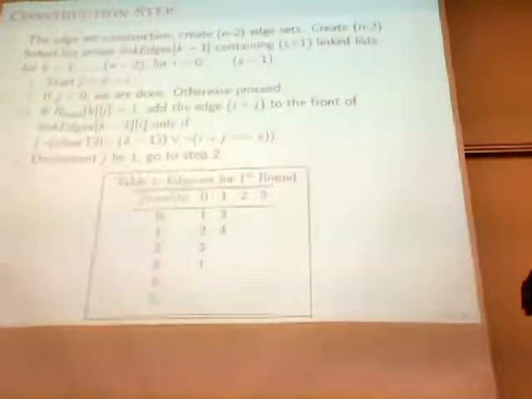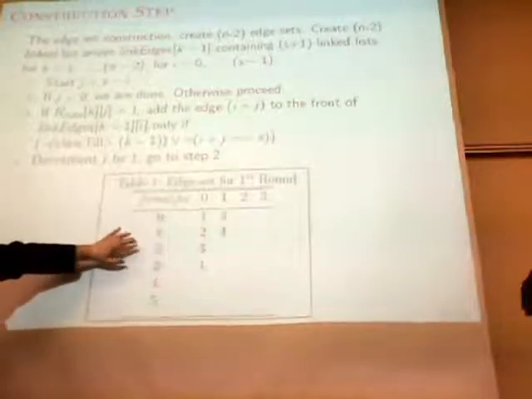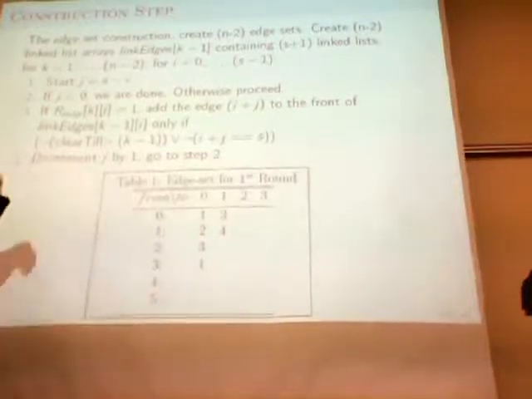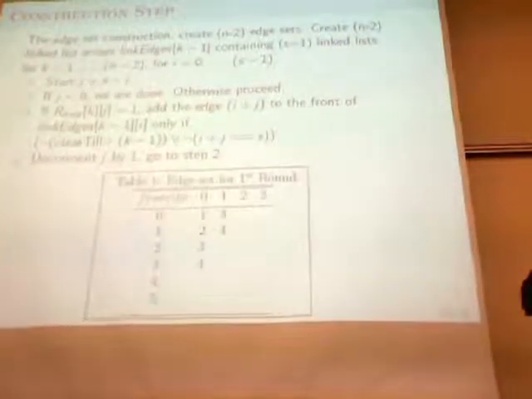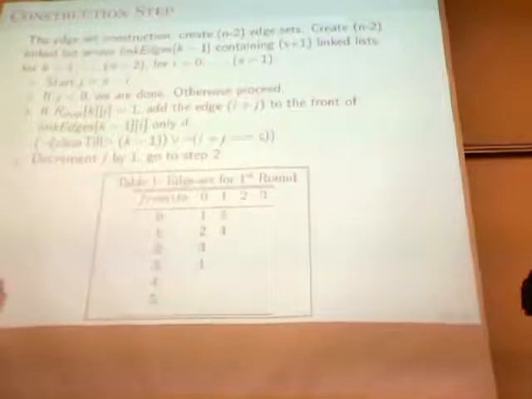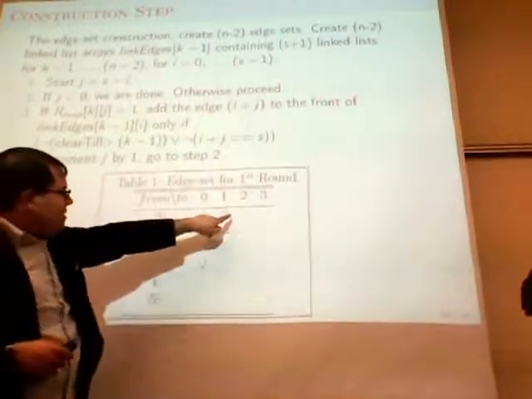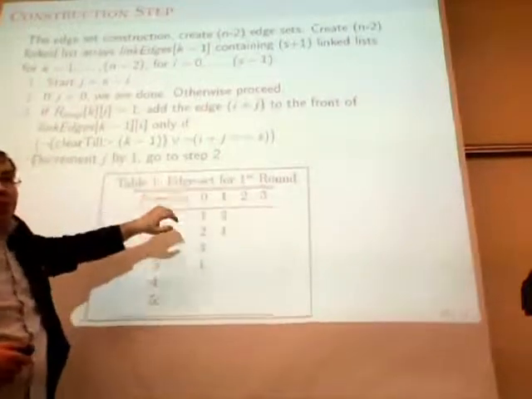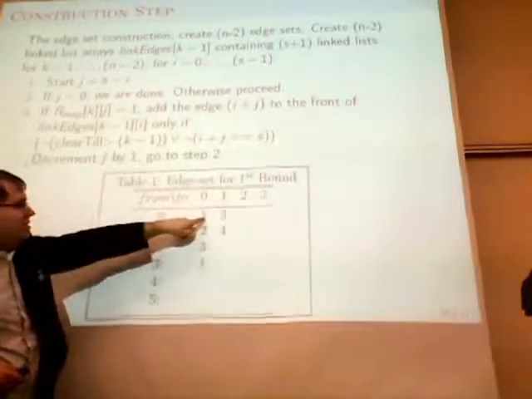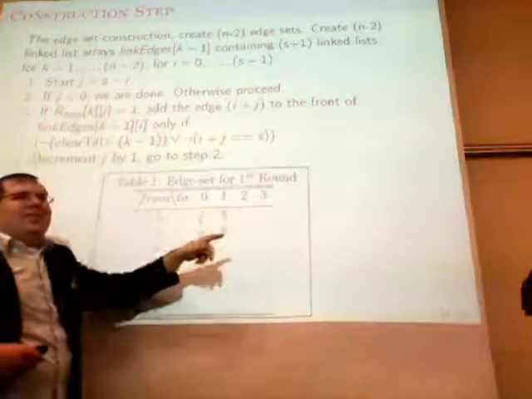In the construction step, you're just building these edge sets. Each round will have an edge set. So all you do is you look at the bit vectors, and you're just going to perform a little offset. So for example, you'll notice something here actually. This is actually the second position you're allowed to put in. Notice it says 1, 3, and where's 5 here?